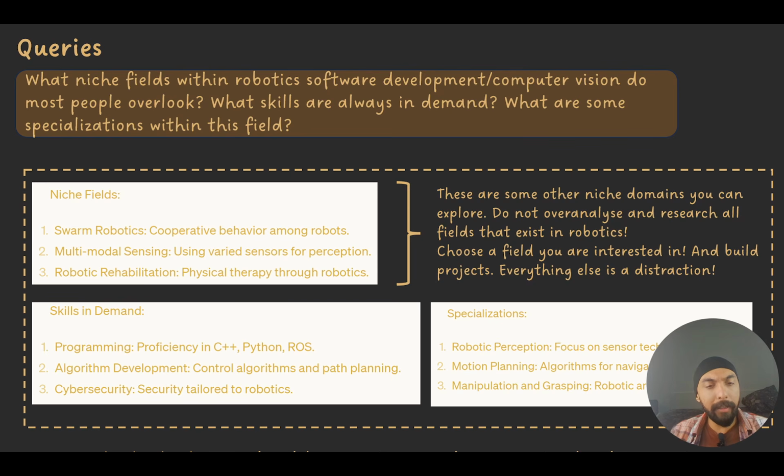Cybersecurity is another skill that is in demand. You can focus on security related to robotics, and specializations are perception, motion planning, manipulation, and grasping. There are a lot of other subdomains, but you would be able to identify those once you take up some projects related to agriculture, and the subdomains would be specific. The subdomains for each application might be slightly different, although navigation, motion planning, and manipulation and grasping are pretty much standard in a lot of different robotics applications.